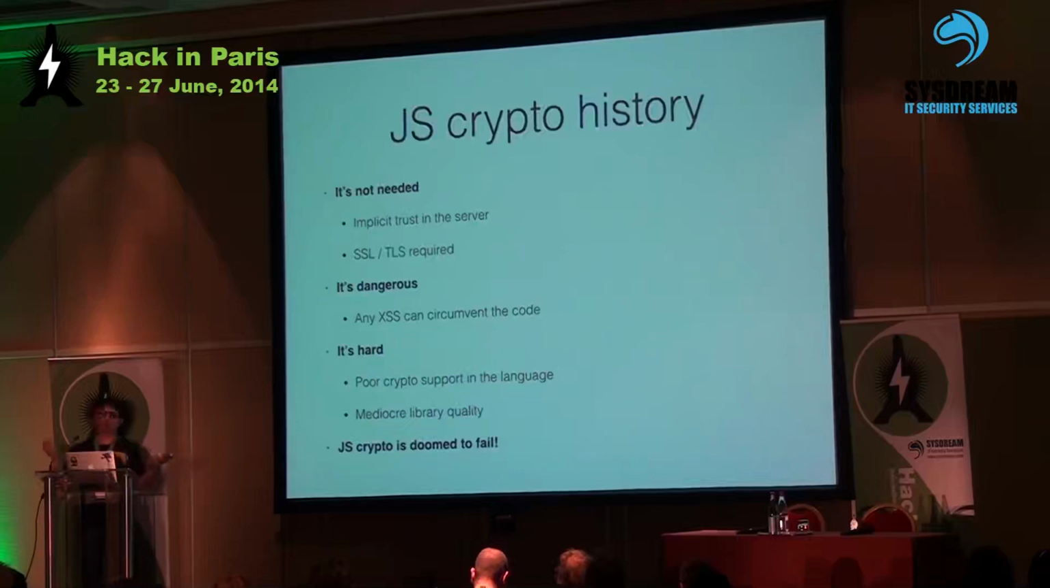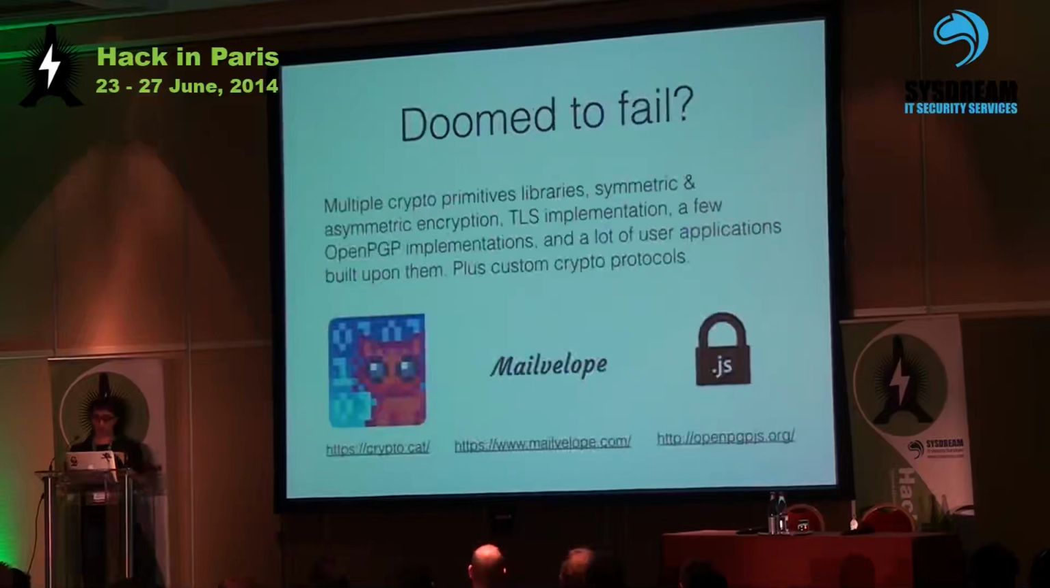So everyone read those blog posts, read other books on the subject, and so on and so on. And the developers stopped developing JavaScript crypto, and we all lived happily ever after, right? Well, not necessarily. As you can imagine, it's 2014, and we have multiple JavaScript crypto libraries of different kinds. There are multiple crypto primitives libraries, like AES libraries, hashing libraries, and so on. There are asymmetric and symmetric encryption libraries. There's even a TLS implementation. A few OpenPGP implementations in JavaScript, and a lot of user applications built upon those libraries. And also, as is usual in the crypto world, there are a lot of custom crypto protocols delivered by some people who think that designing a crypto protocol is a fun thing to do.